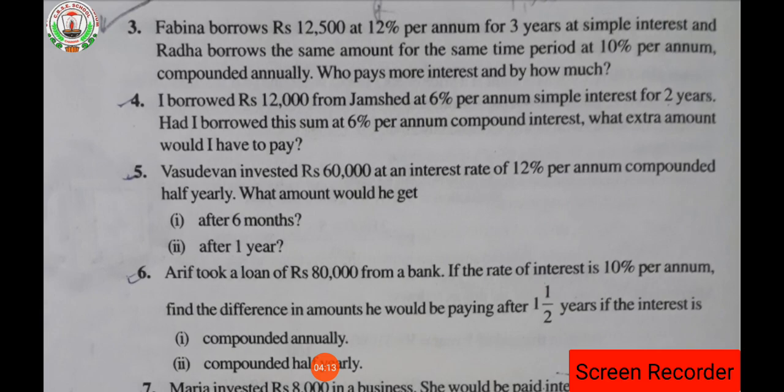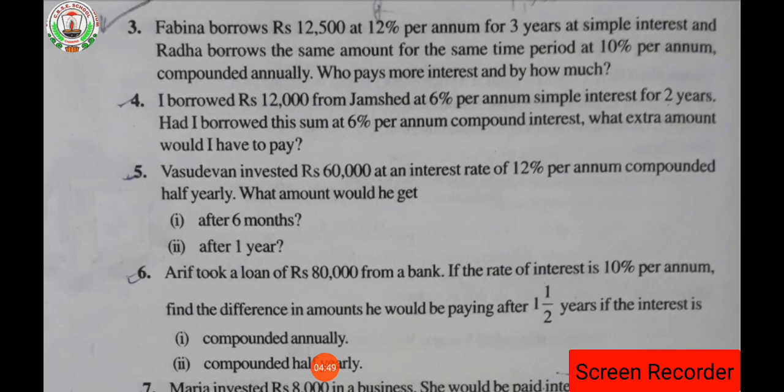Now the fifth question is: Vasudevan invests rupees 60,000 at an interest rate of 12% per annum compounded half yearly. Here it is talking about half yearly, where in half yearly conditions the time is double and the rate is half. What would he get after 6 months and after 1 year? So there are two conditions for the time, and by taking both conditions we have to solve.